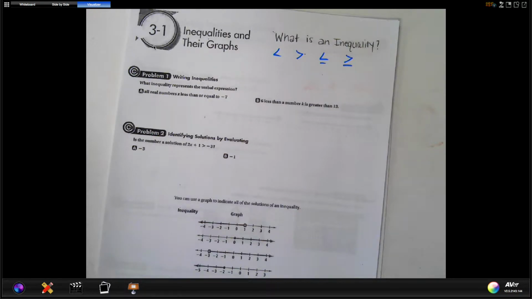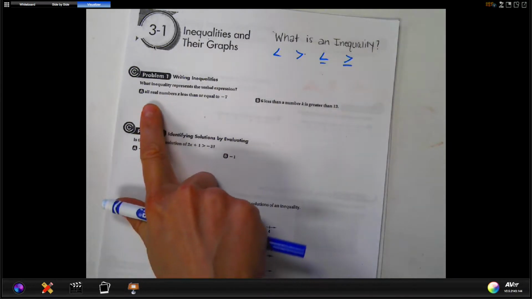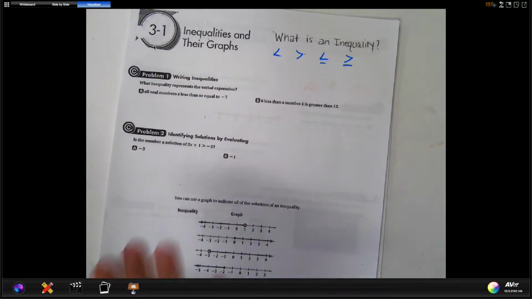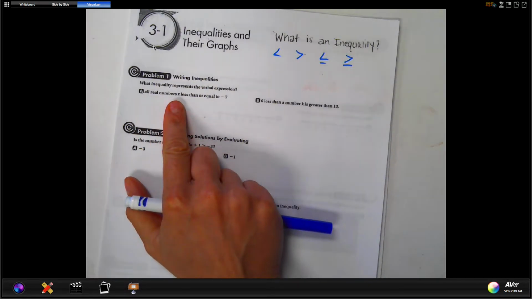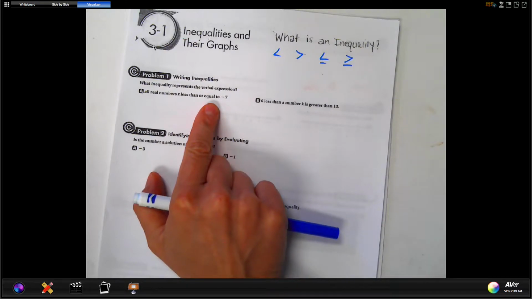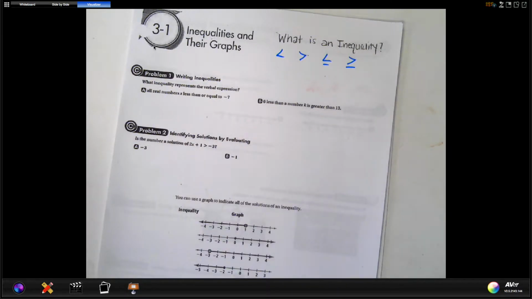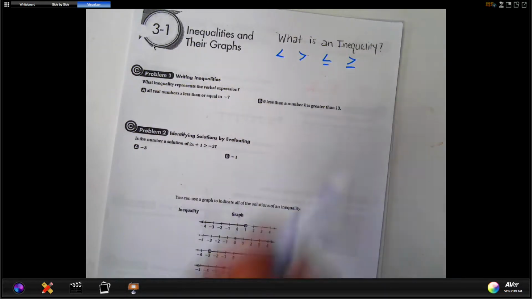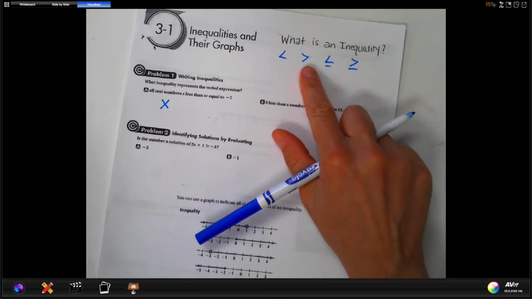Take 2. So we're going to talk about less than, greater than, less than or equal to, greater than or equal to. To write an inequality, it's going to give you a statement like this: all real numbers x less than or equal to -7. It tells you the variable, all real numbers x, you write that down. And then you've got to know which one of these says less than or equal to.